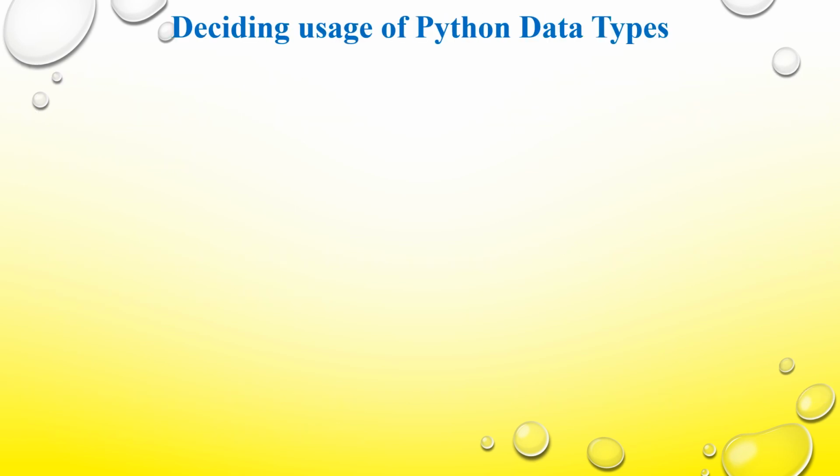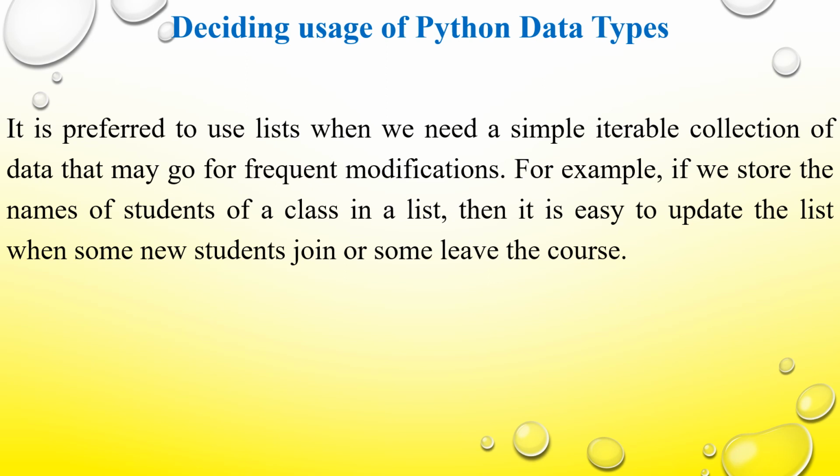When to use which type of data type in the Python programming language? It is preferable to use the list when we need a simple iterable collection of data that may go for frequent modification. That means when we need a collection of values and those values may need to be changed or modified frequently, in those cases you can take the data type as list. For example, if we store the names of the students of a class in a list, then it is easy to update the list when someone leaves the course and when some new students join the course.